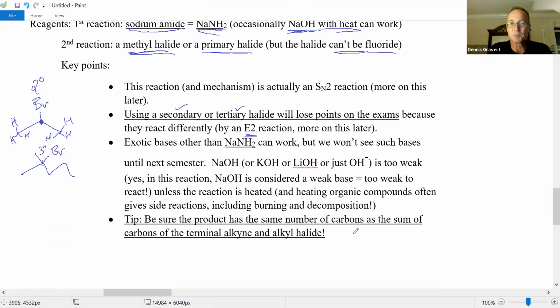Cool. And the last, most important thing is count your carbons. Make sure that the number of pieces you're joining together have the same number of carbons before and after.